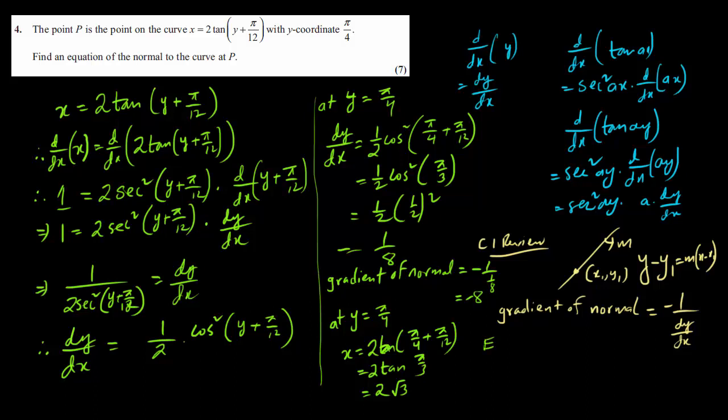So now the equation of the normal. y minus y1, equals m, which is minus 8, times x minus x1, which is, no, let me correct this. y is pi by 4, so this will be y minus pi by 4, and x minus 2 square root of 3. So that's the equation. Now if you want to simplify it, you can, but in this particular question they didn't say that you have to give the answer in a particular format or simplified, so keep it this way, it's alright.